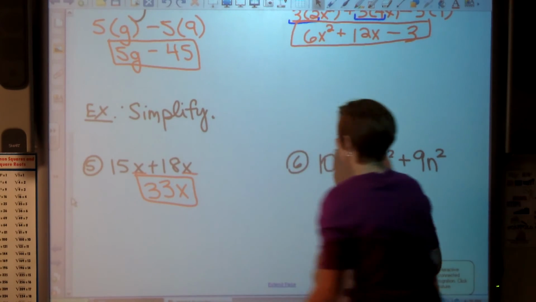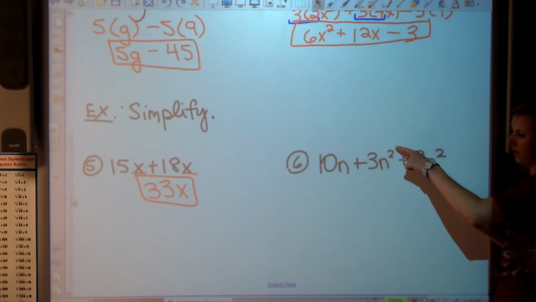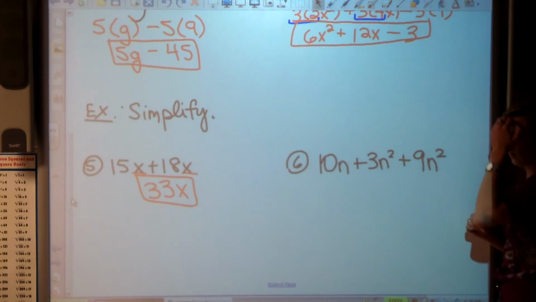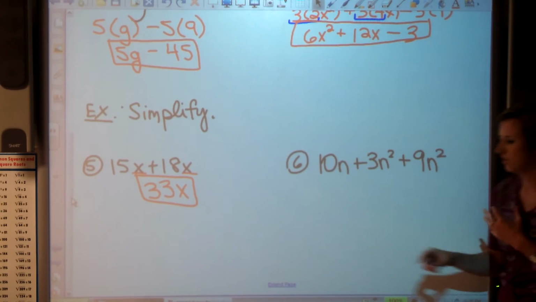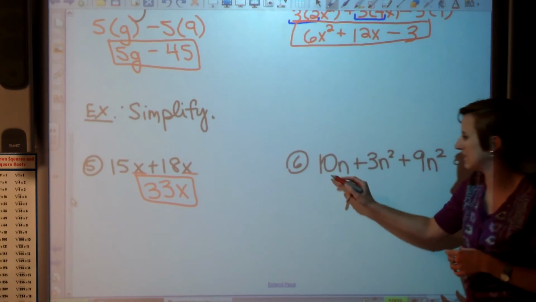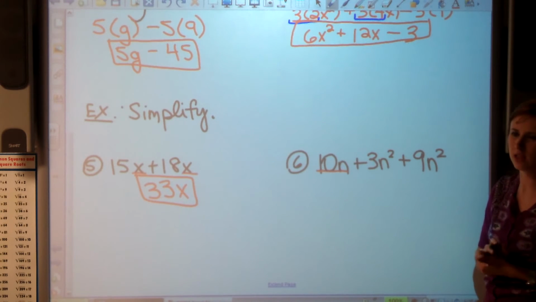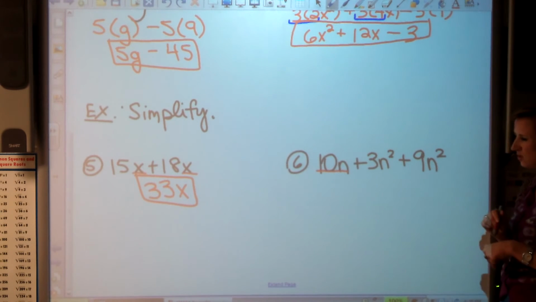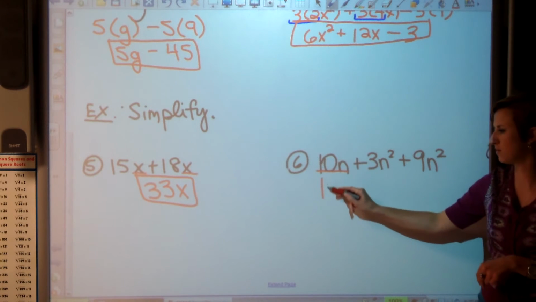Okay? Then number 6, we're given 10n plus 3n squared plus 9n squared. So once again, we're looking for like terms. That means the same variable with the same exponent that we can add together. So I start first with my 10n. Does he have anybody else he can go with? Do I have any other just n's without any exponents? No. So he just drops down 10n.